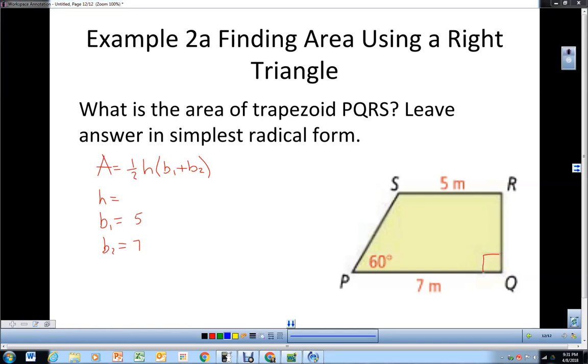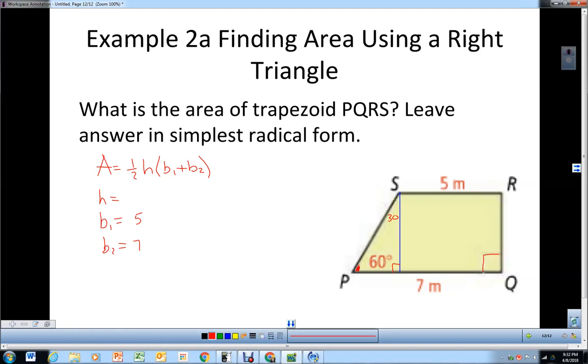So what we're going to do is draw our height across here. We have to figure out what we can use to help find this height. They give us the 60-degree angle, which is this angle right here at angle P, 60 degrees. Because this is a right angle, this is also a right angle here, which means we have a 30, 60, 90 right triangle.